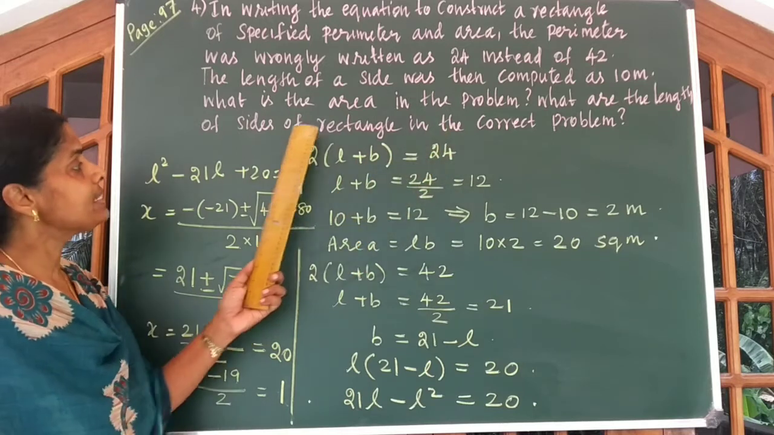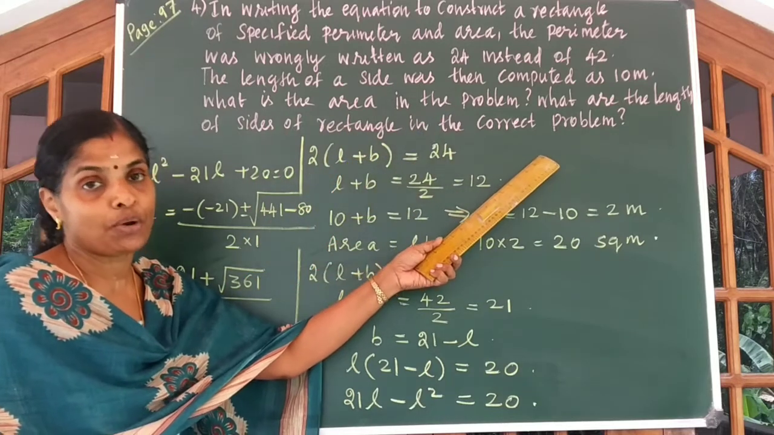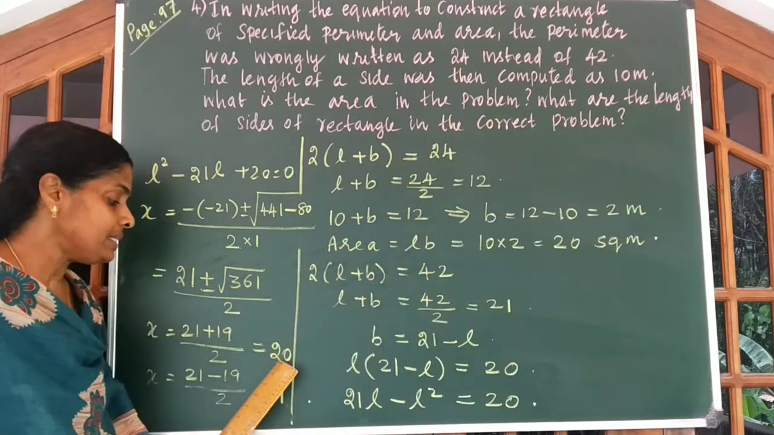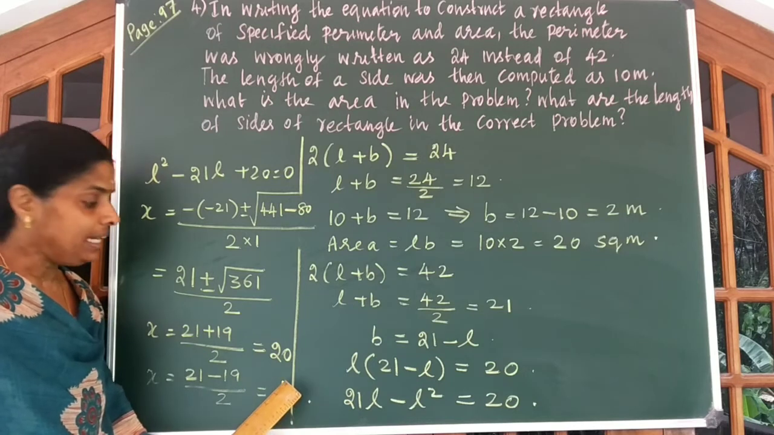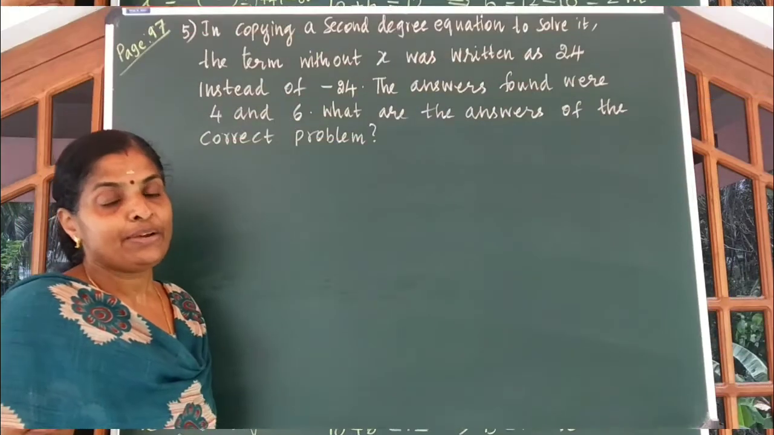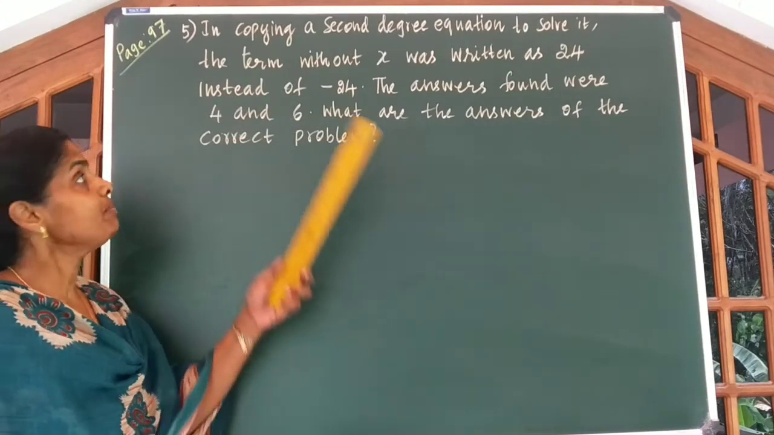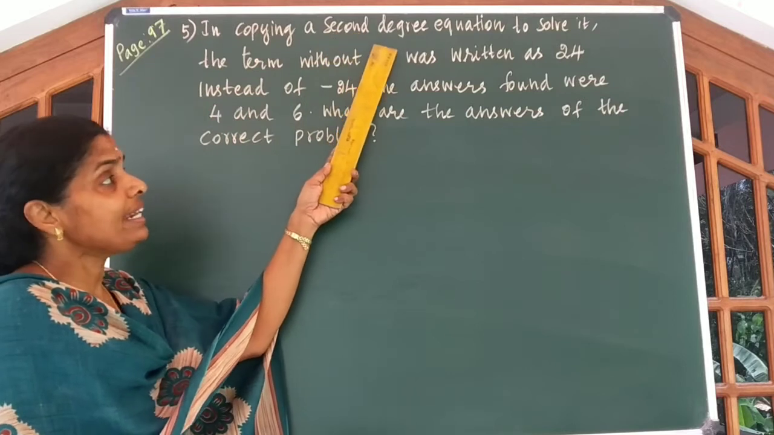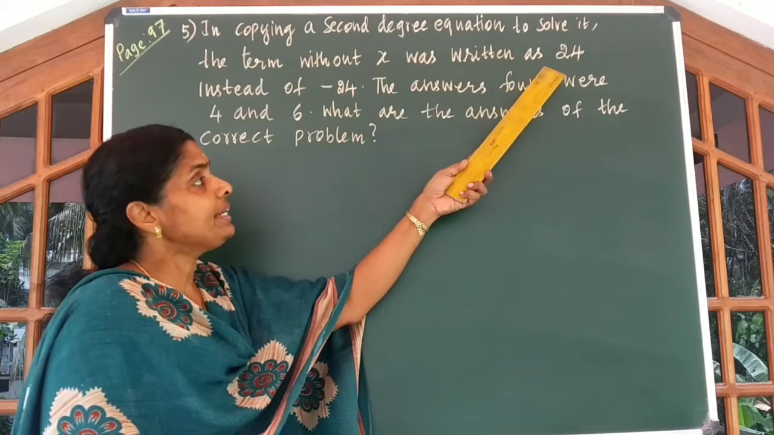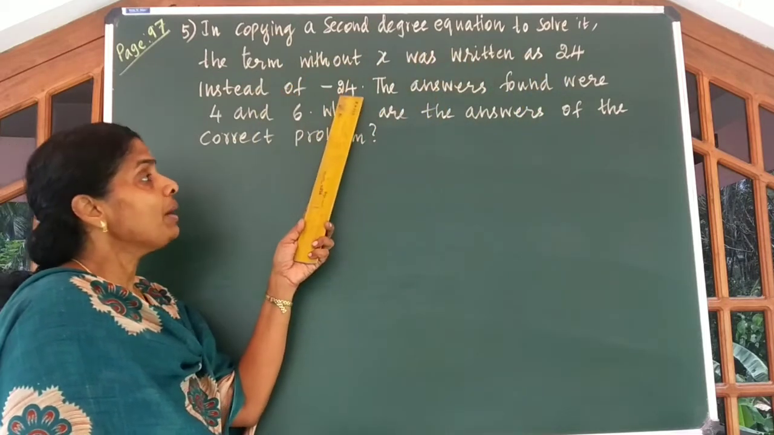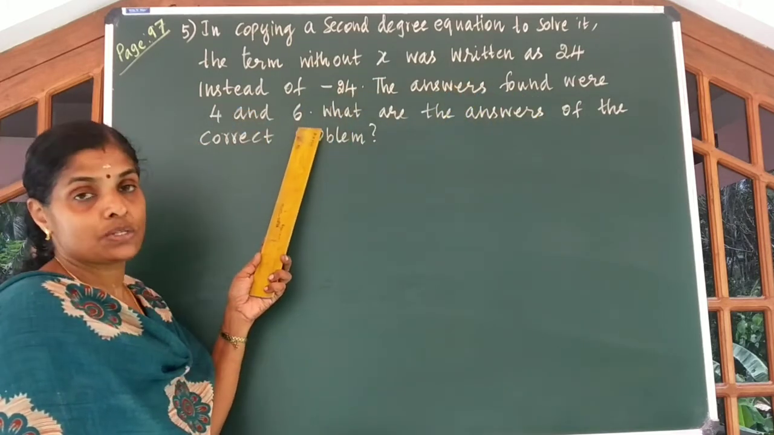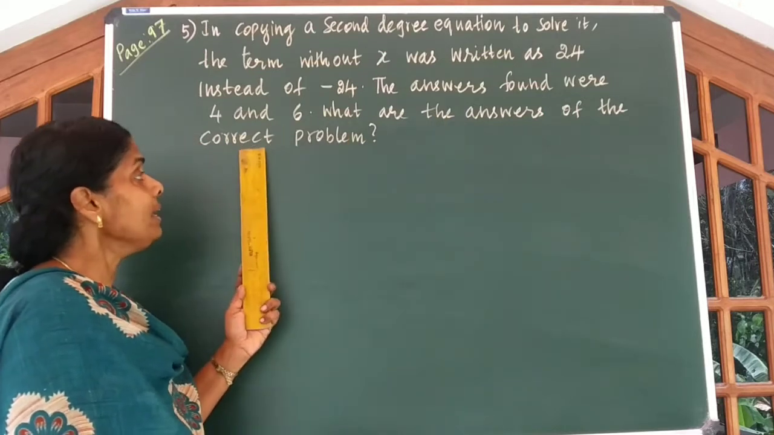So what are the sides of the rectangle in the correct problem? We can say the length of sides in the correct problem is 20 and 1. Length is equal to 20 and breadth is equal to 1. Look at the last question in this exercise, children. In copying a second degree equation to solve it, the term without x was written as 24 instead of minus 24. The answers found were 4 and 6. What are the answers of the correct problem?